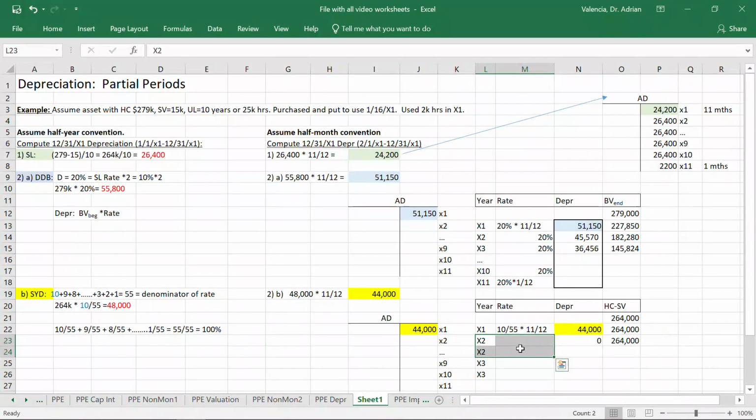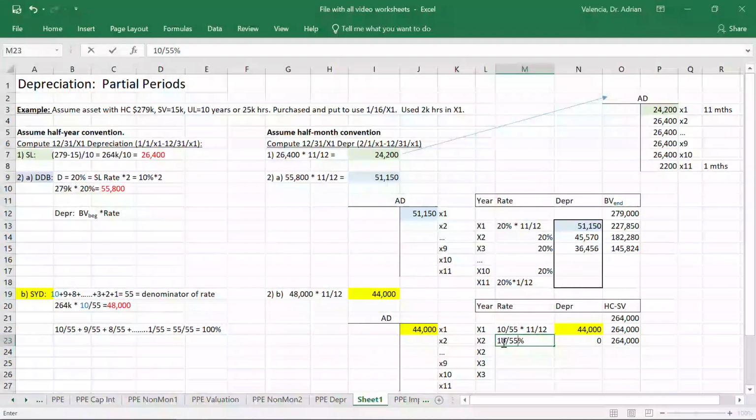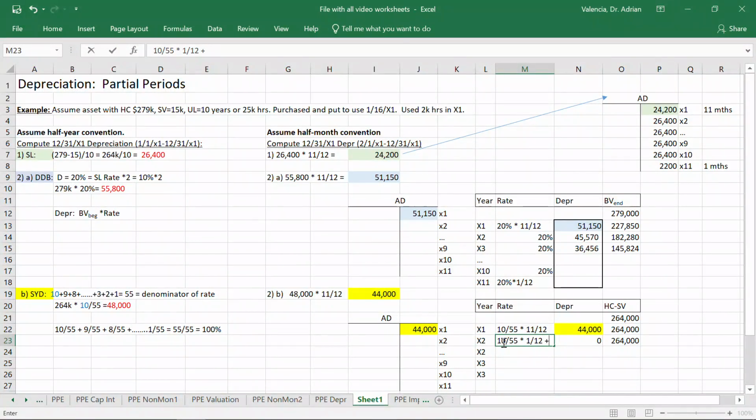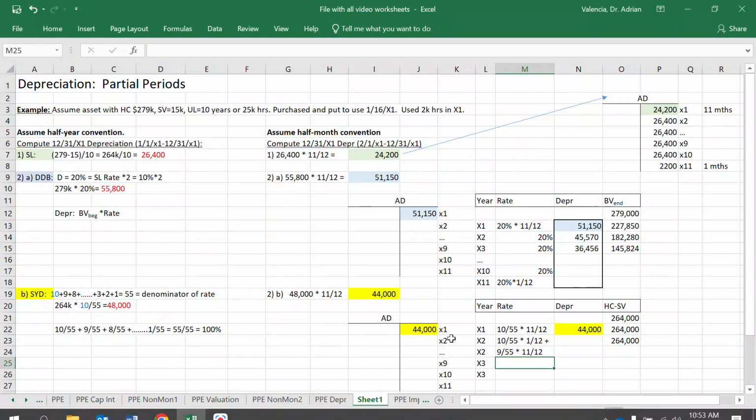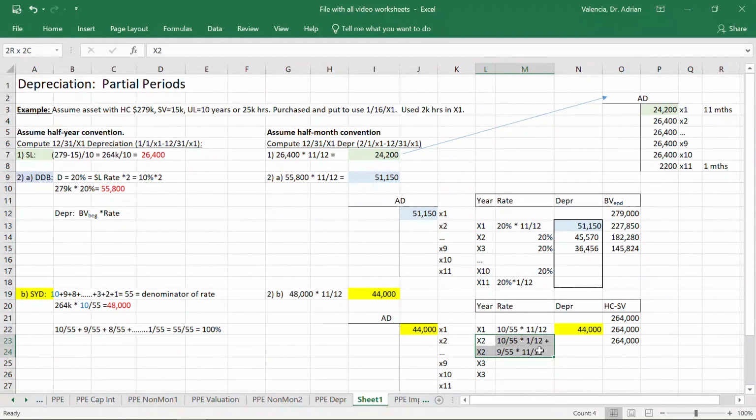And what that means is I have to compute this ratio of 10 over 55 over a whole 12-month period every time. So for fiscal year X2, it's going to be 10 divided by 55 times 1 over 12, plus, okay, this formula is not going to work, but we'll do it in a minute, plus 9 over 55 times 11 over 12. This group right here, these two, is the total depreciation for X2.